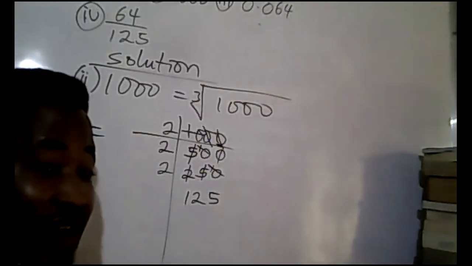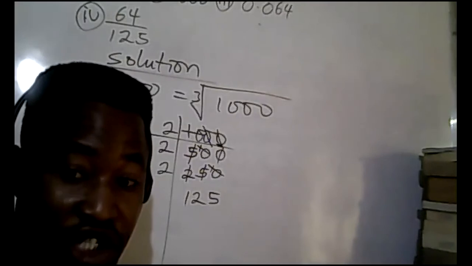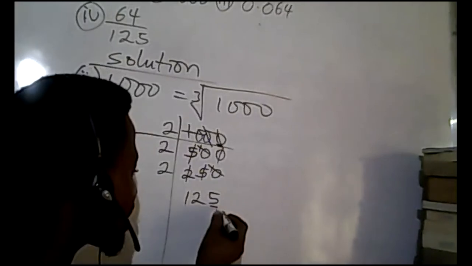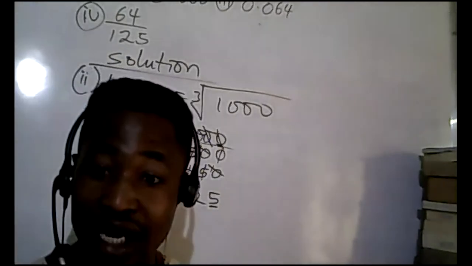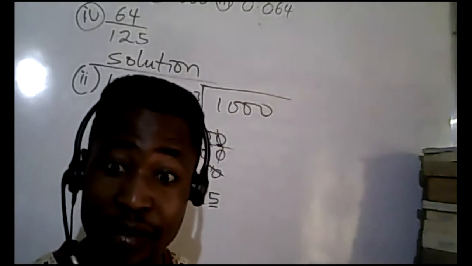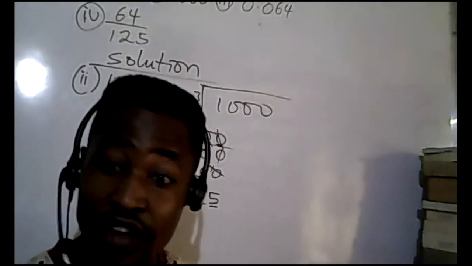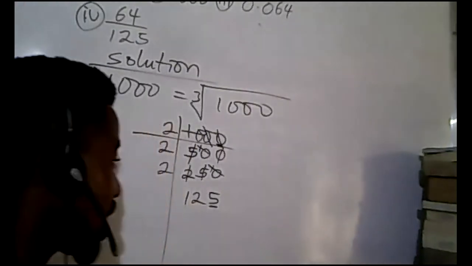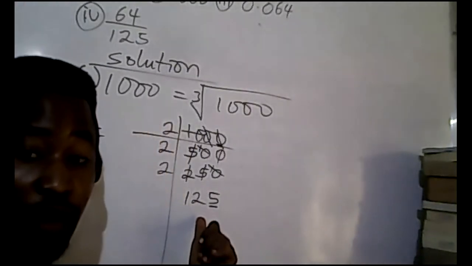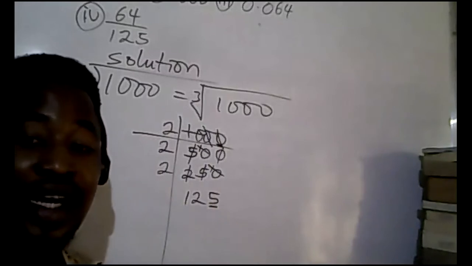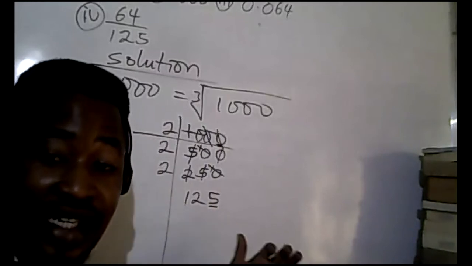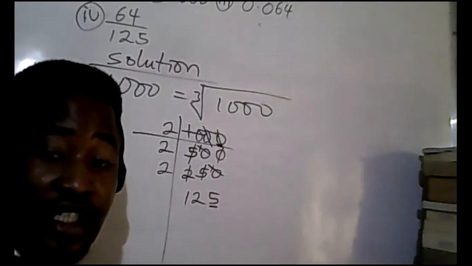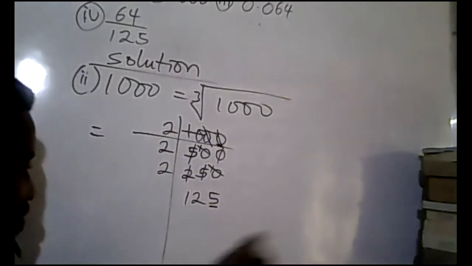This is 125. Now, I told you always check the last digit. The last digit right here is 5. That tells you that number cannot be divided by the only prime number that is even. Then the next prime number is 3. Obviously, this cannot be divided by 3 because it ended with 5. So the only prime number that can divide this one is 5. So we divide through by 5.